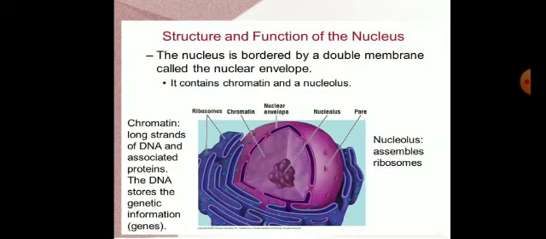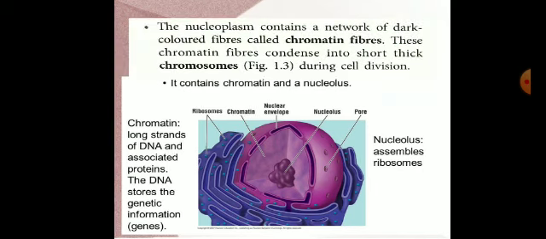Now again you can see this nucleus contains chromatin, which is a long strand of DNA, and it is associated with proteins. What is DNA? DNA full form is deoxyribonucleic acid, which stores the genetic information that passes from one generation to another generation.